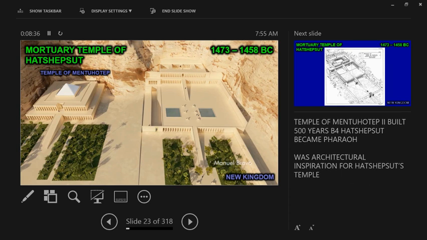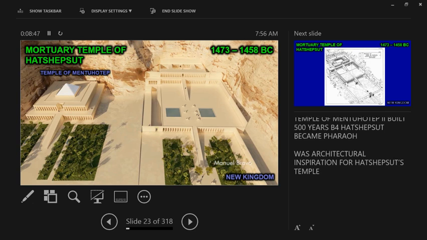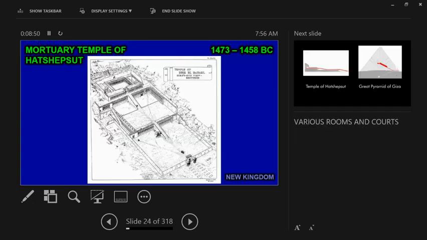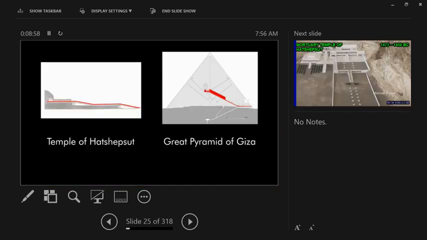The temple of Mentuhotep II was built 500 years before Hatshepsut became pharaoh. It was the architectural inspiration for Hatshepsut's temple. She just made it bigger and better. There are various rooms and courts in this temple, and you can see the difference between her temple and the Great Pyramid of Giza. Hers is very low and long, and you can see the procession that you would take to get to the inner chamber on both of these structures.